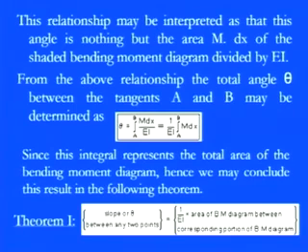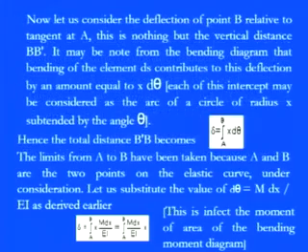You can easily calculate theta as equal to 1 by EI into the integration between those points of M into dx. So first of all you need to calculate the shear force, and based on that calculate the bending moment. Once you have the bending moment, put that equation, take the integration, and get the value of theta.